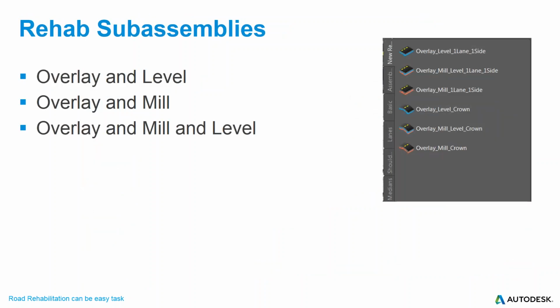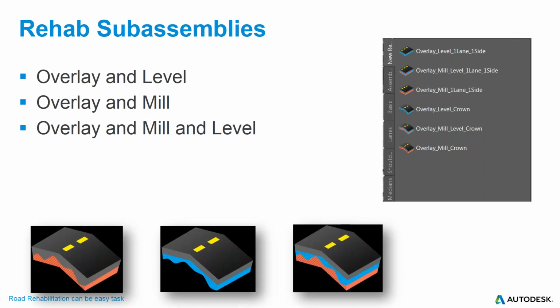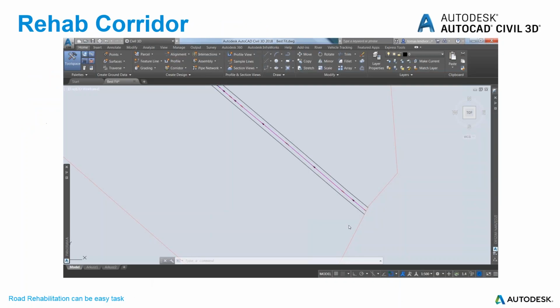But then we have something which is really new, and which are rehab subassemblies, and they are really newly developed for a rehab corridor. And you can see you have overlay and level, overlay, mill and level, based on crown road or one side road. You can really choose what you want and how you want to achieve it. And here are just some visuals of how it looks if you do, for example, milling and leveling, overlay, leveling and overlay, and everything together. So basically you have different possibilities how to combine it and how it works.